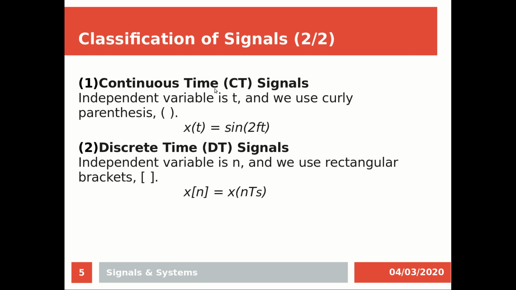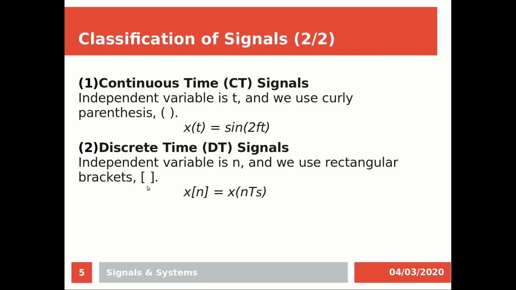The continuous time signal, we describe it using the independent variable t, and we use parentheses. So we call it x of t, equal, for example, to the well known sine signal, sin of 2πft, as we will see later. So this is how we write the continuous time signal.